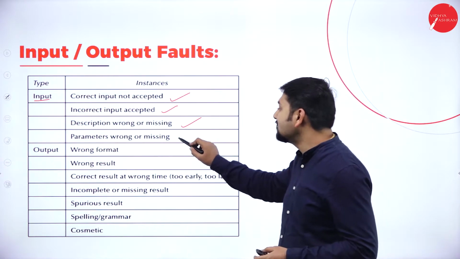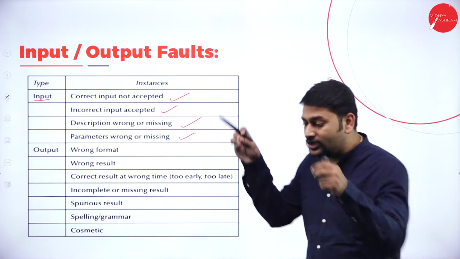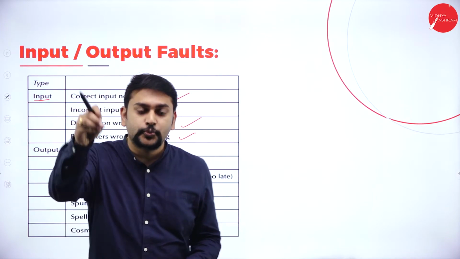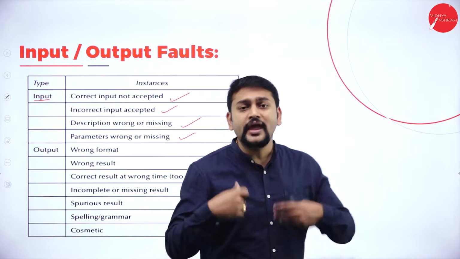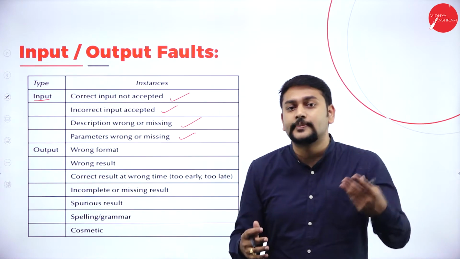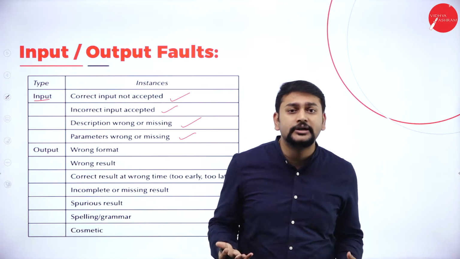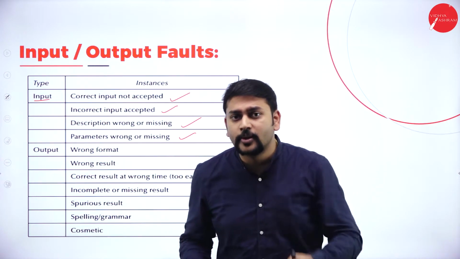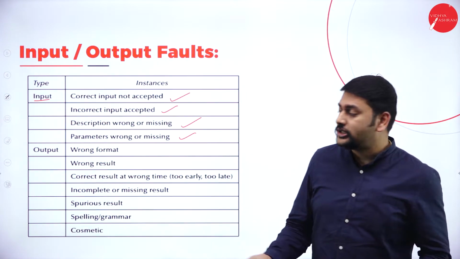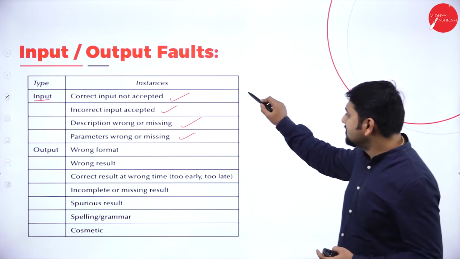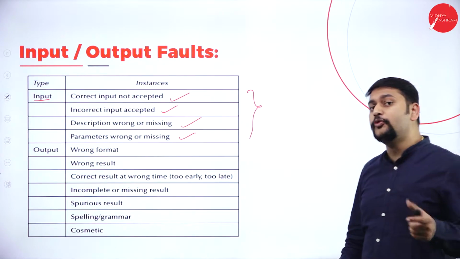And the parameters wrong or missing. You have not given the parameters at all. So the input, in the sense of what you have to pass as parameters to make the function or the system work properly, you are not entering the required parameters. That is what you need to remember. That is missing, so that could be one of the faults. So fine, these are the different types of input faults.